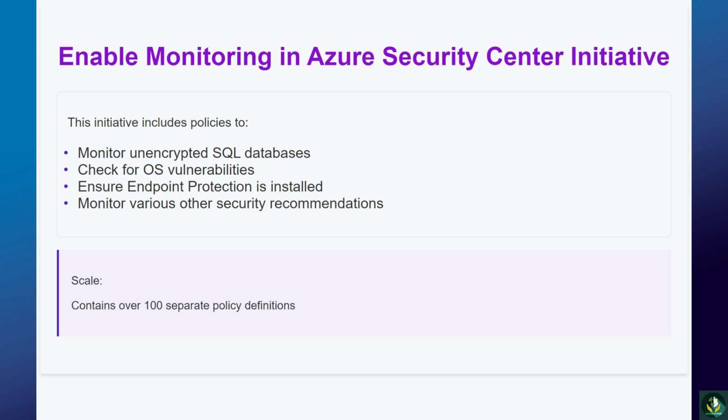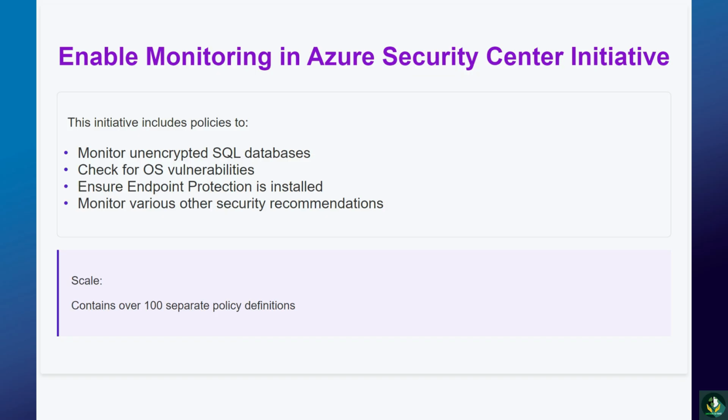a secure environment. The initiative also includes a policy to monitor missing endpoint protection in Security Center. This policy checks for servers that don't have an installed endpoint protection agent, which is crucial for defending against malware and other threats. By flagging systems without proper endpoint protection, this policy helps ensure that all your servers have this critical security measure in place. These are just a few examples of the many policies included in the Enable Monitoring in Azure Security Center initiative.